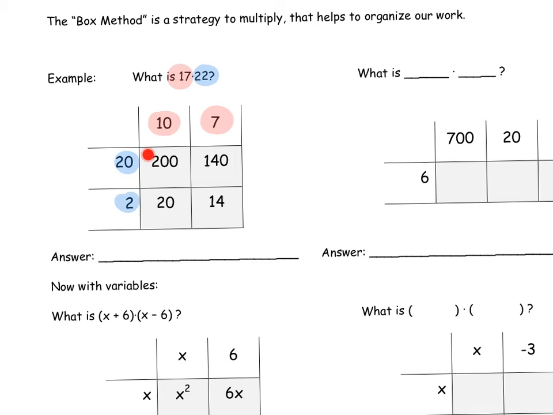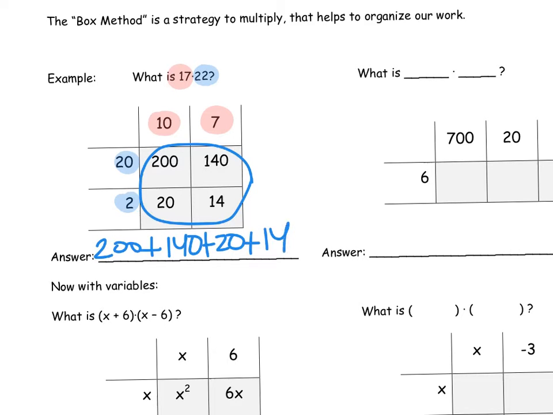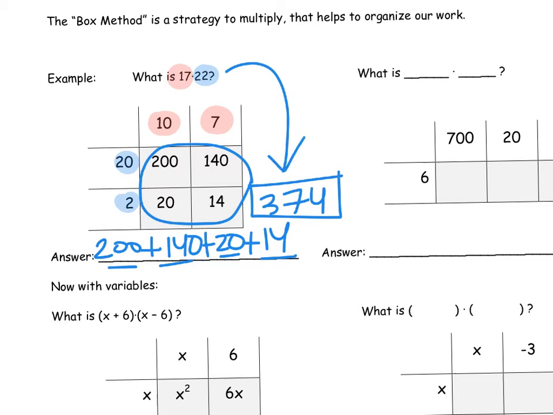So I'm going to do 20 times 10, and that gives me 200. 20 times 7 is 140. 2 times 10 is 20, and 2 times 7 is 14, and that fills in the inside. And then to give us our answer, we take all four of these numbers and we add them up, 200 plus 140 plus 20 plus 14, and we get, this is 340, 360, we get 374. And we did that without a calculator.